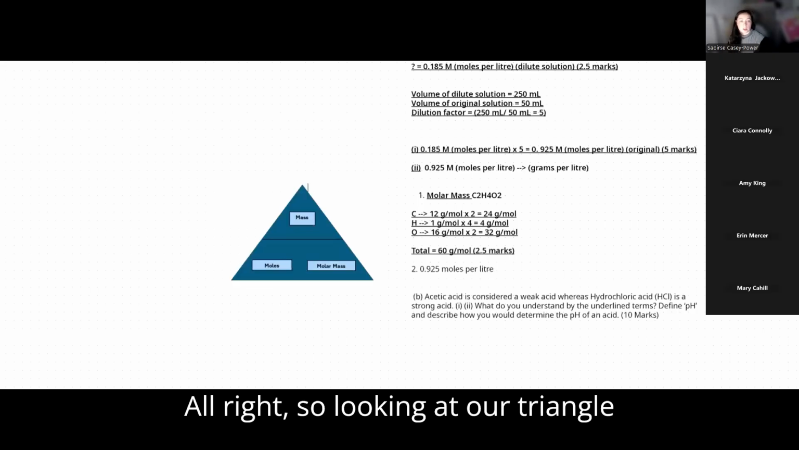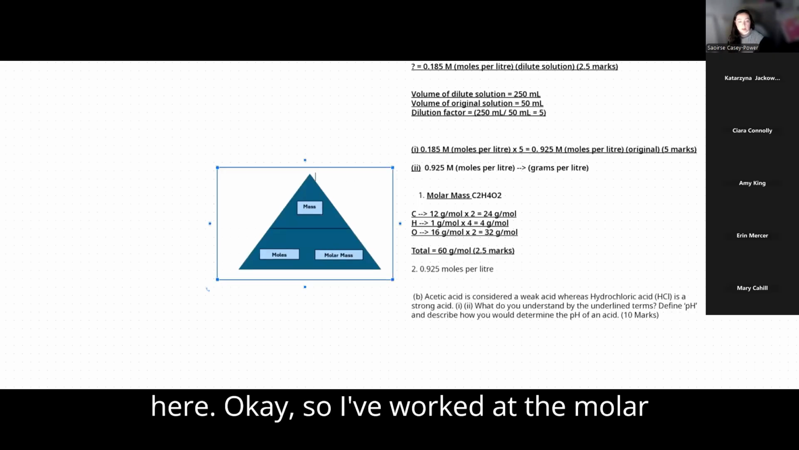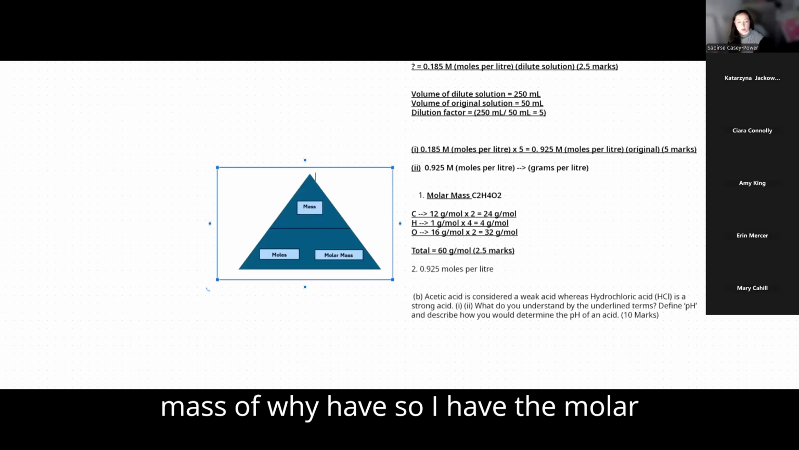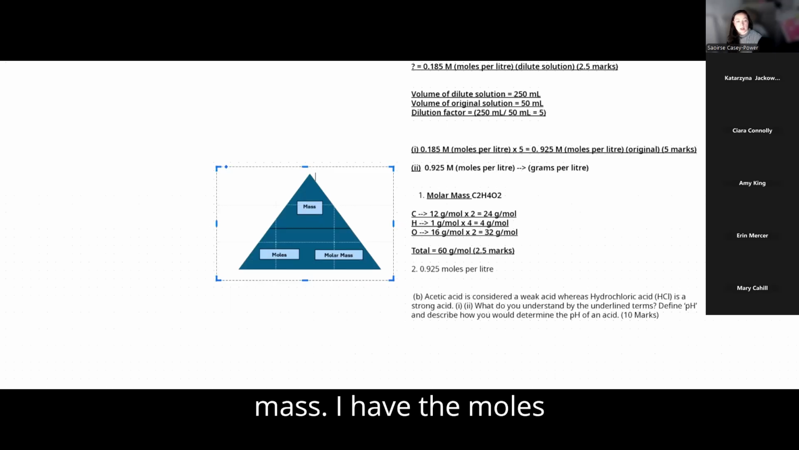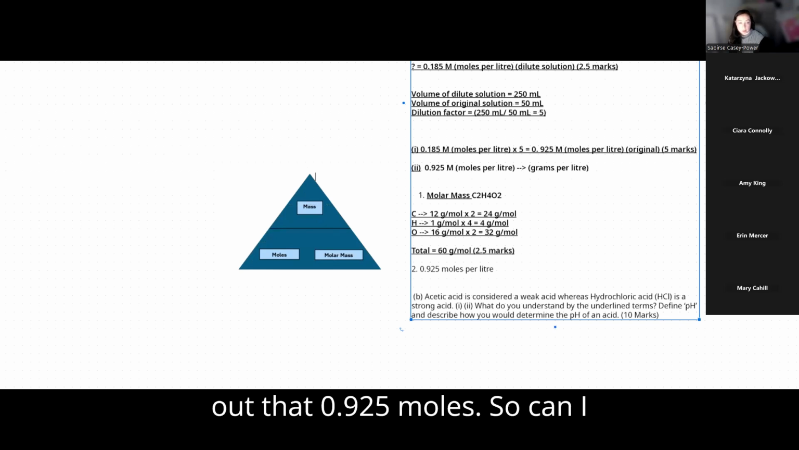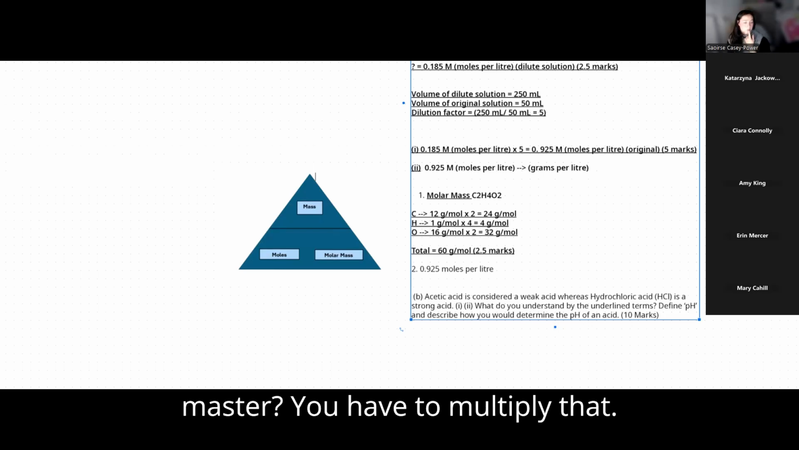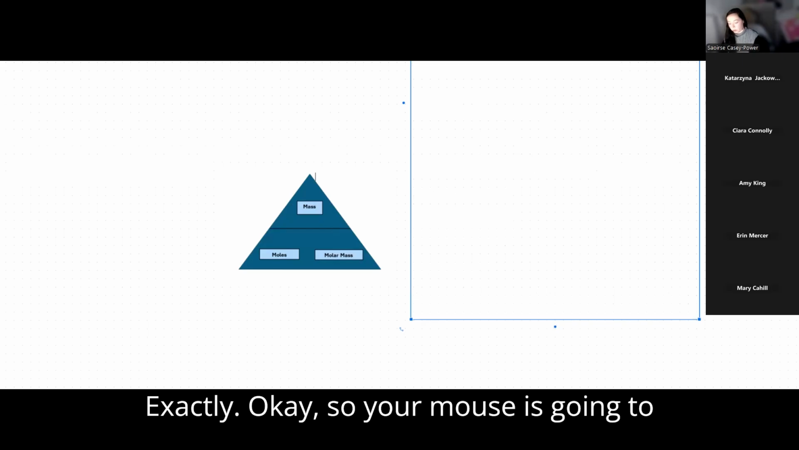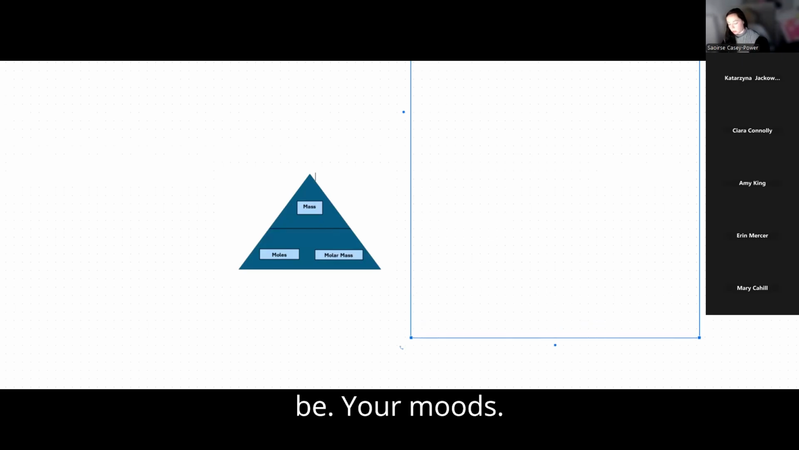All right, so looking at our triangle here, I've worked out the molar mass of what I have. I have the moles in the question, I've just worked out that 0.925 moles. So can anyone suggest how I calculate the mass then? You have to multiply that. Exactly. Your mass is going to be your moles multiplied by molar mass.